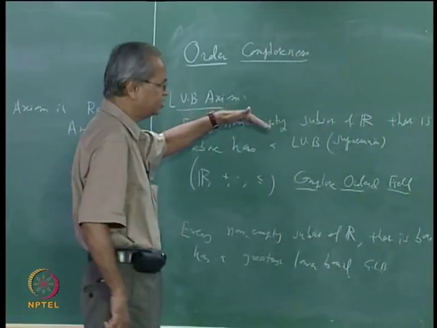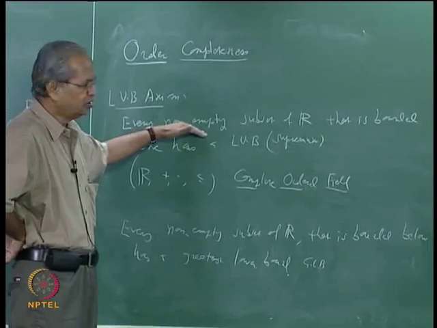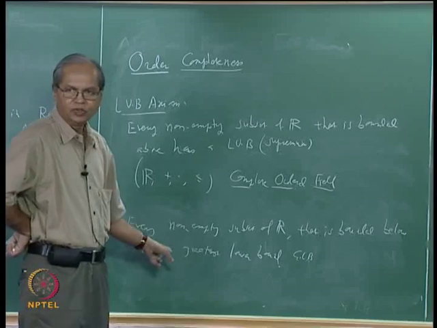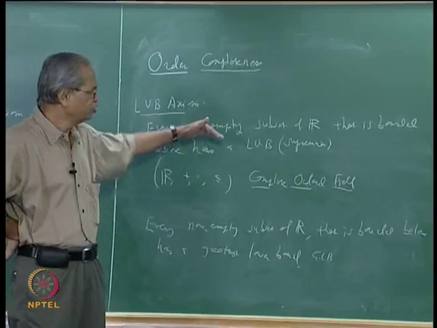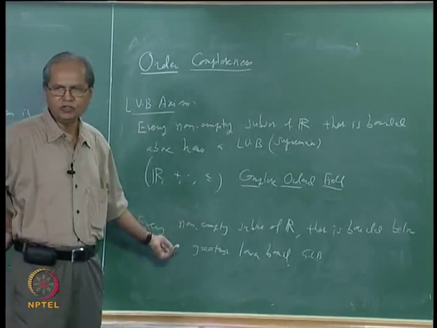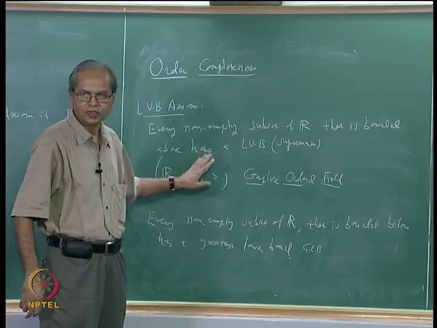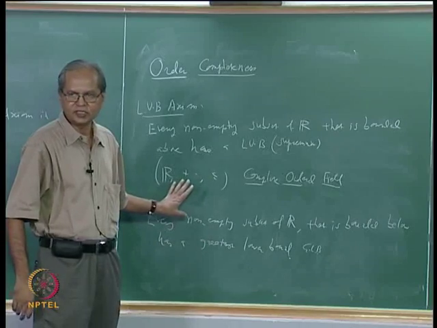Suppose A is a non-empty subset that is bounded below, then minus A is bounded above, use this to get the upper bound, and minus of that will be the greatest lower bound for this, right? That is it. Or similarly you can go from here to here. So these two properties are essentially the same.